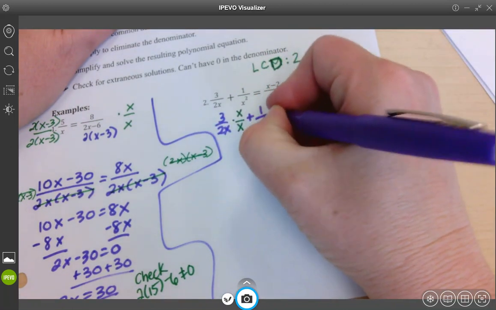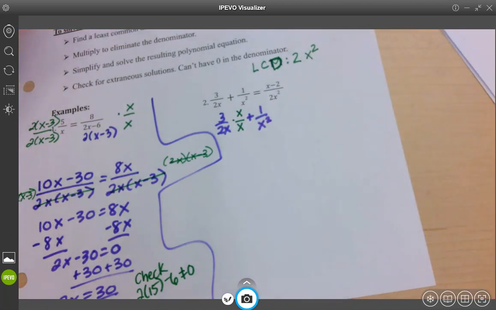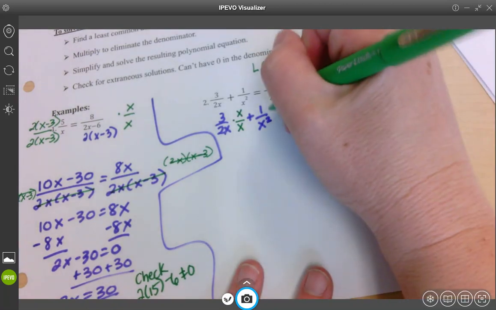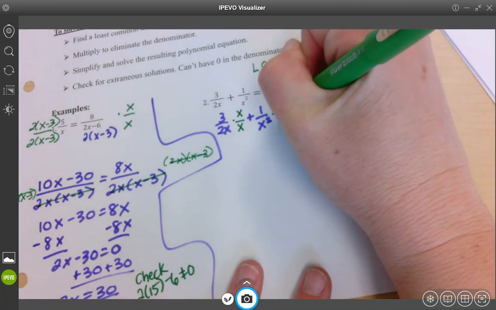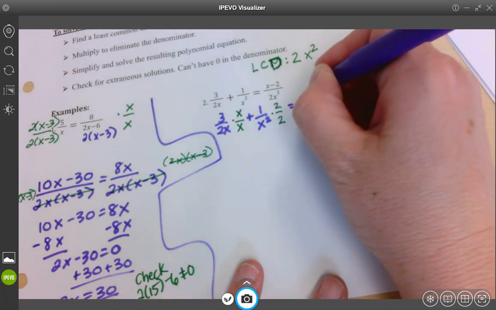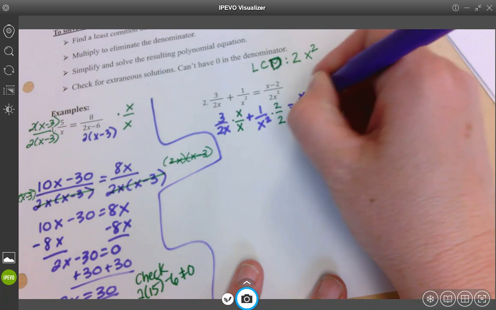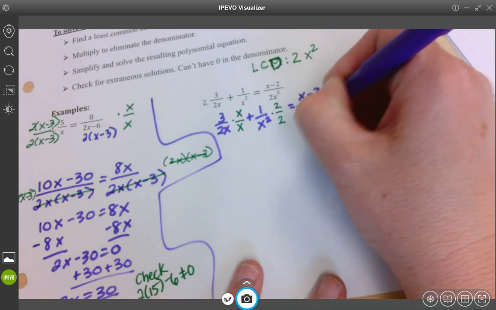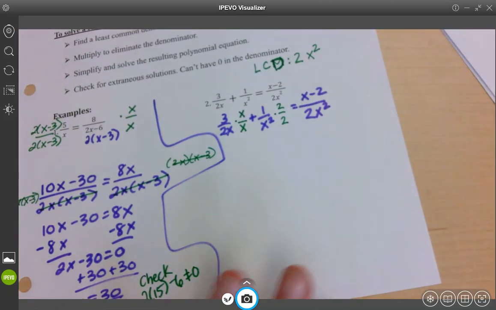And then I have 1 over x squared. And what is that denominator missing? The 2, good. So I'm going to multiply it by 2 over 2. And then the last one, it's got everything, right? It's good.